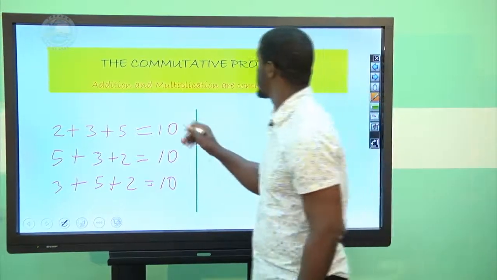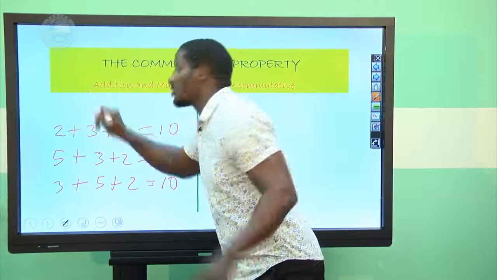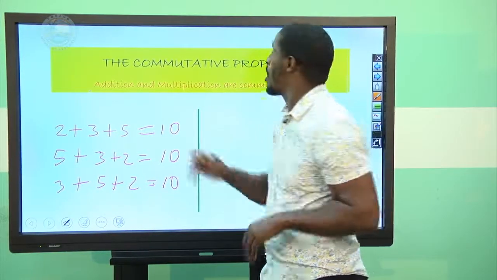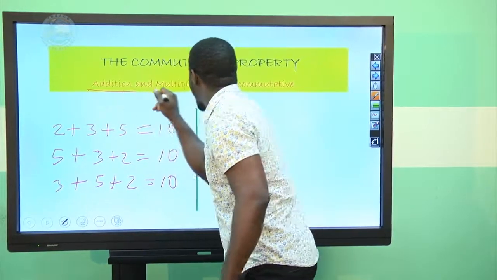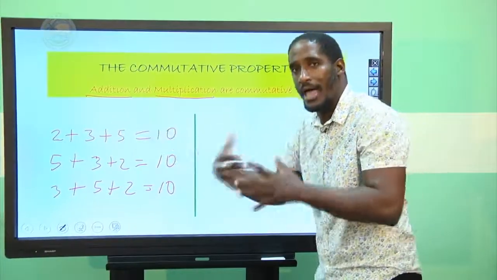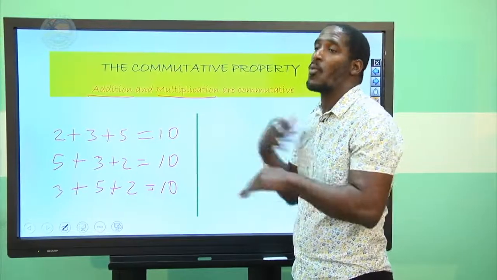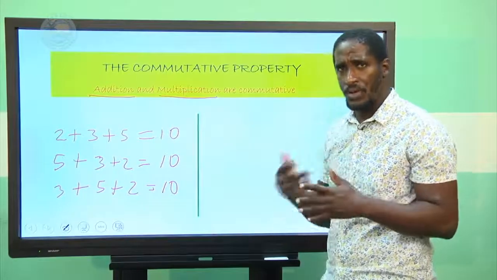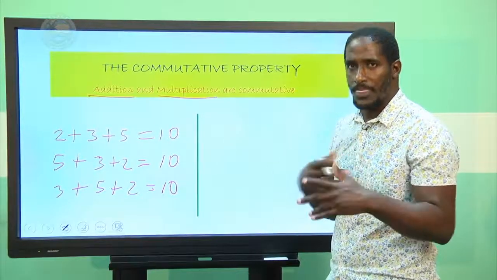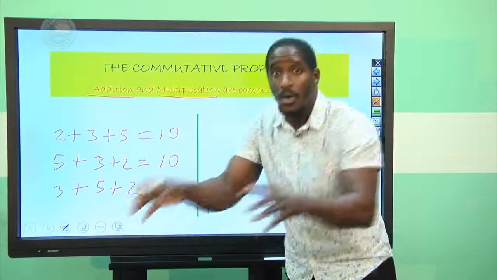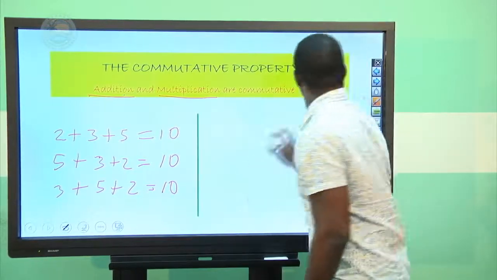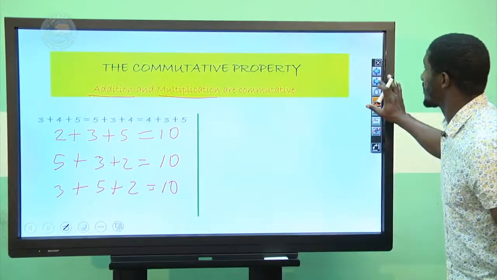The commutative property says that there are 4 basic operations that we know: addition, subtraction, multiplication, and division. Of those 4 basic operations, addition and multiplication are commutative. What it says is the order does not impact the answer. So when you're working problems that involve purely addition and or multiplication, you can rearrange them. Once it's purely addition or purely multiplication, you can rearrange them. The answer would still be the same. So that's basically our commutative property.